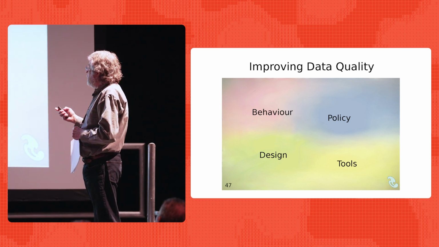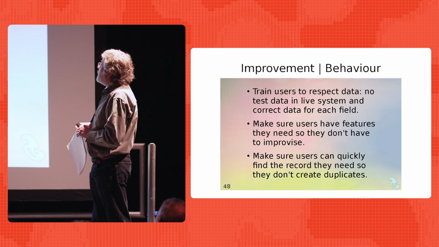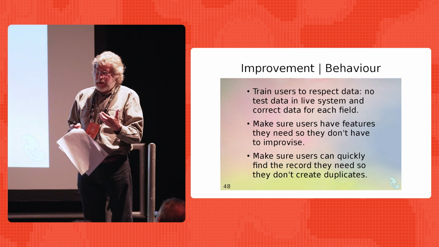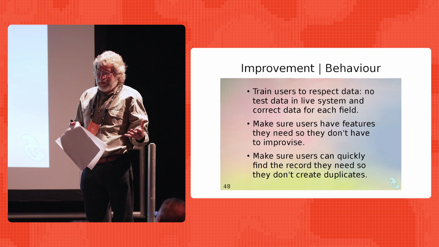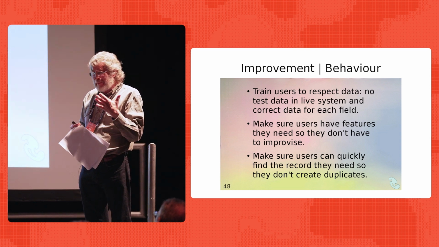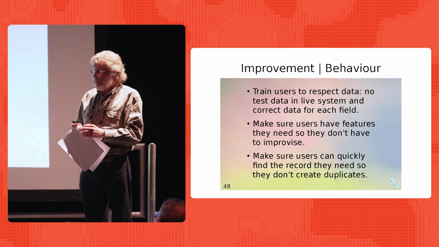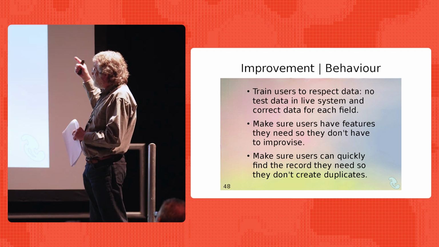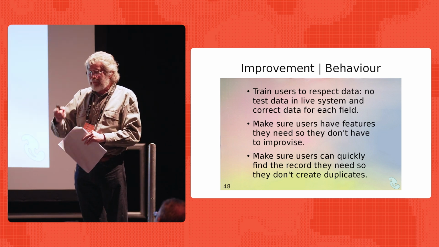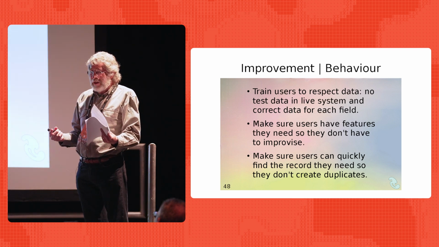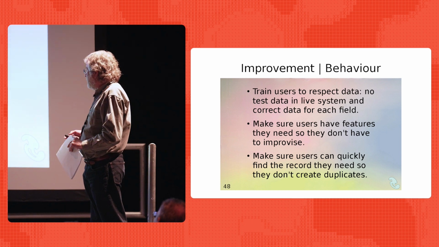Looking at behavior, I mentioned users, working with the users, and of course, if we're all being good Agile developers, we will be working with our users all the time. So hopefully they will have automatically a better understanding of what the data is doing and why it might be important. But that's something to really bear in mind and work with them on. But they have to have the features they need so they don't improvise. Because if someone's trying to do his job and his boss wants it done by this afternoon, and our system won't do it for him, then he will improvise and things get bad.